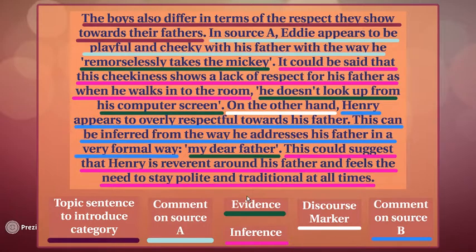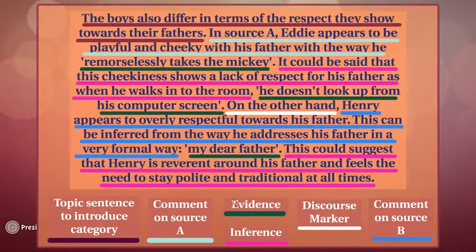So the boys also differ in terms of the respect they show towards their fathers. In source A, Eddie appears to be playful and cheeky with his father, with the way he remorselessly takes the mickey. It could be said that this cheekiness shows a lack of respect for his father, as when he walks into the room, he doesn't look up from his computer screen. On the other hand, Henry appears to be overly respectful towards his father. This can be inferred from the way he addresses his father in a very formal way, "my dear father." This could suggest that Henry is reverent around his father and feels the need to stay polite and traditional at all times.